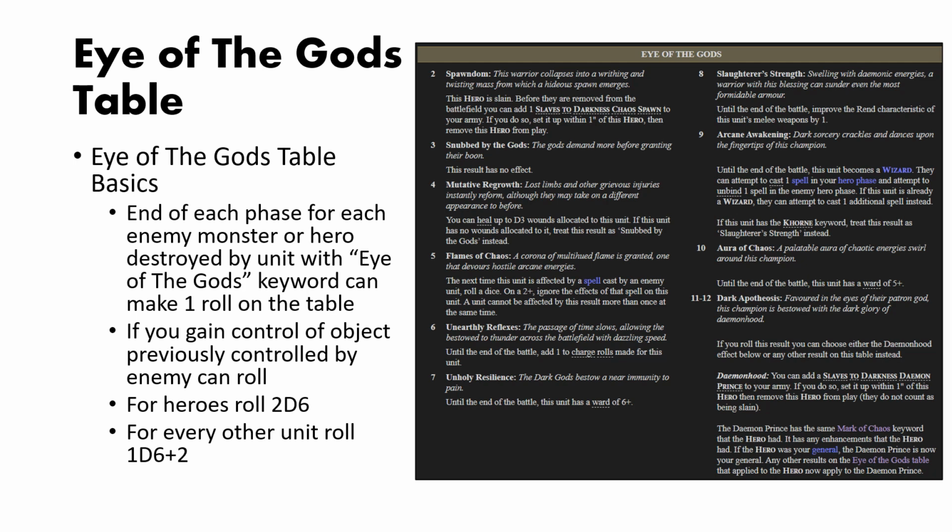Or if you don't want a Demon Prince or you don't own a Demon Prince, it lets you pick which buff you want from the table. So a very nice ability for maxing out your roll.